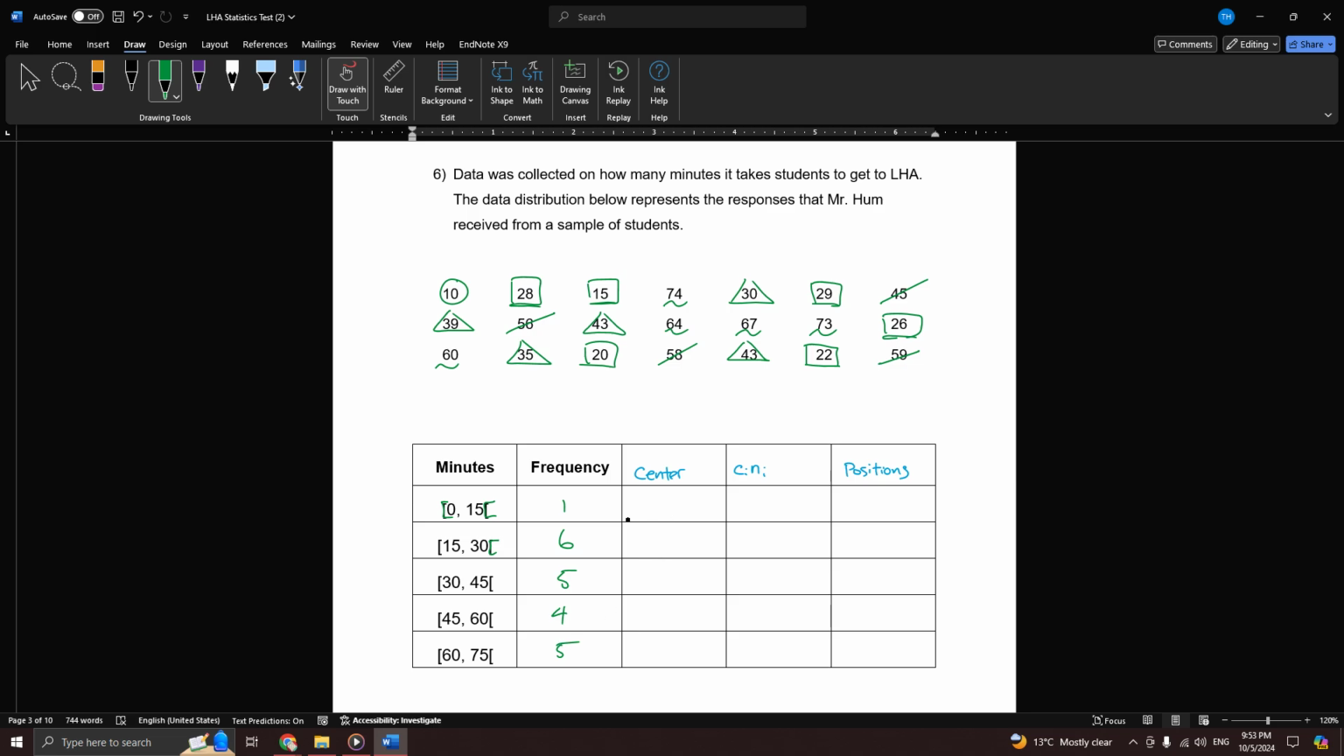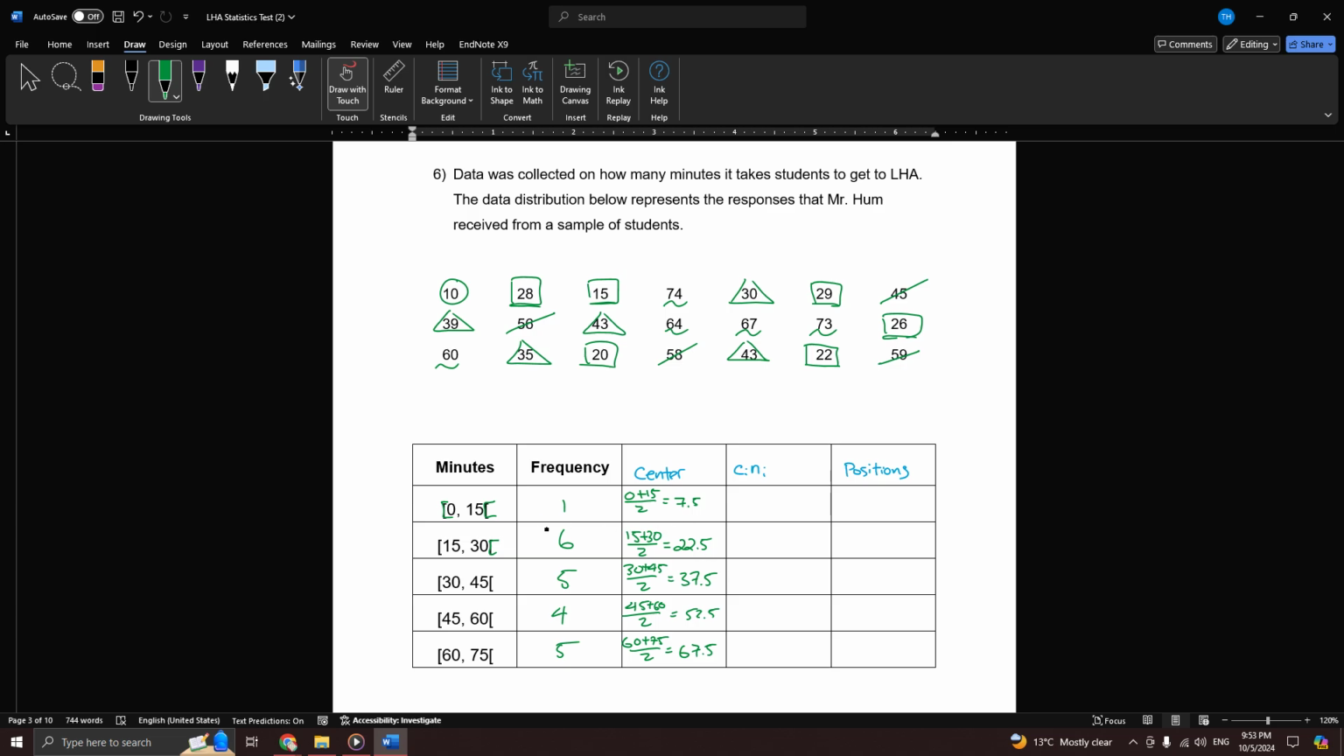Our centers. What is the center of each class? Like we did above, we're just going to take 0 plus 15 divided by 2. That's going to be 7.5. 15 plus 30, divide that by 2, that's going to be 22.5. 30 plus 45 divided by 2, 37.5. 45 plus 60 divided by 2, that's 52.5. And 60 plus 75, divide that by 2, that's going to be 67.5.